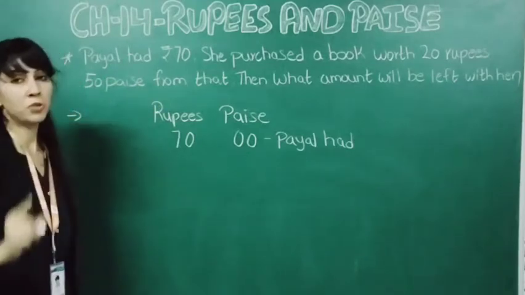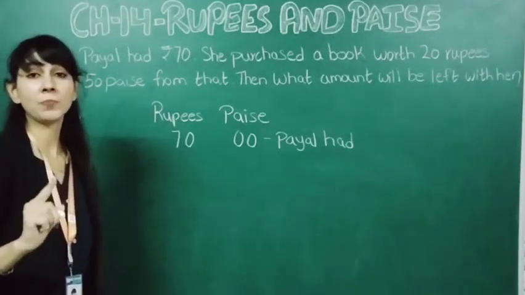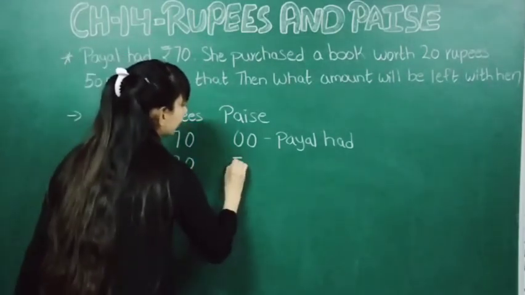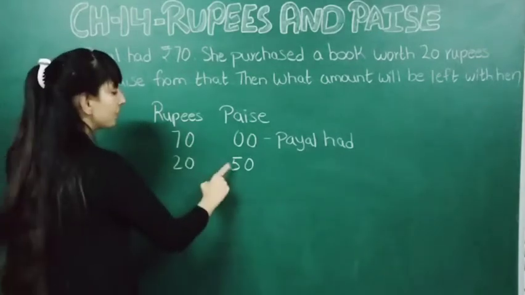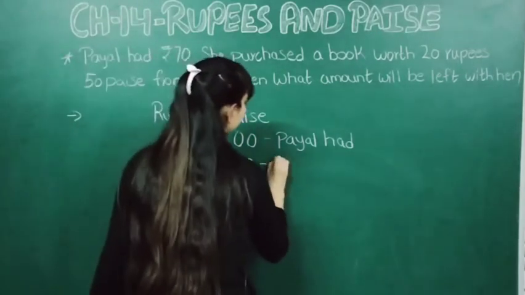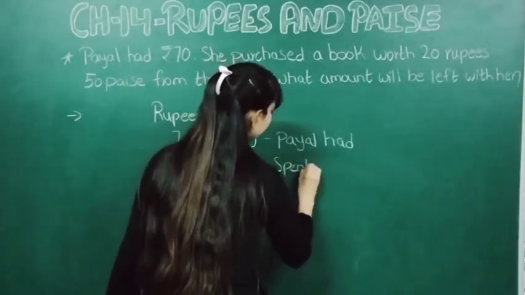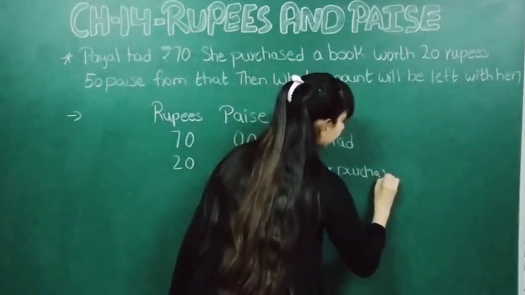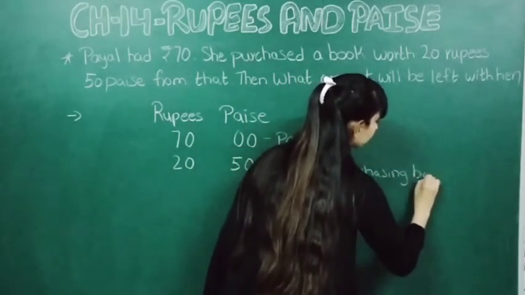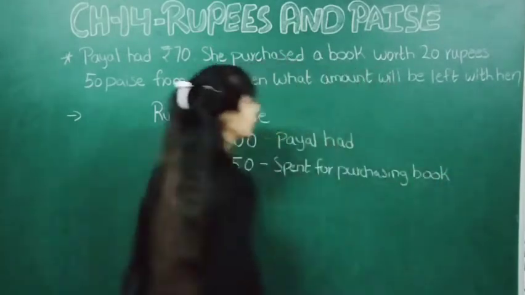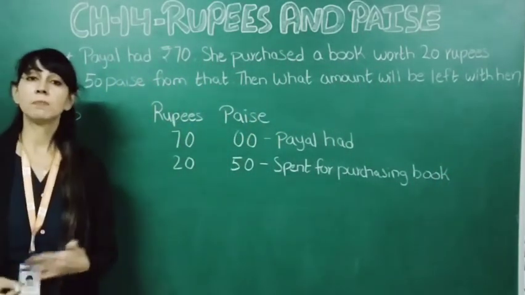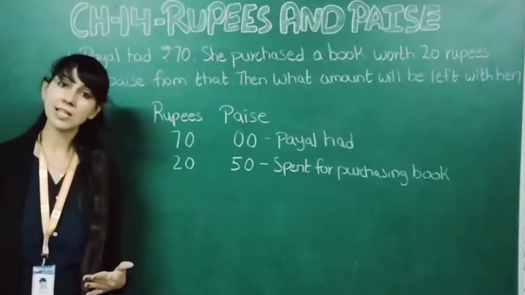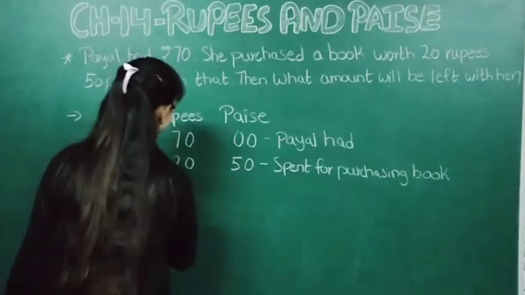Now she purchased a book. Okay, worth 20 rupees 50 paise. So here we will write 20. Okay, and here we will write in paise 50. Now here we will write spent for purchasing book. Now it is asked what amount will be left with her. Yes, so here we will find out with the help of subtraction. Yes, so we will just subtract this.